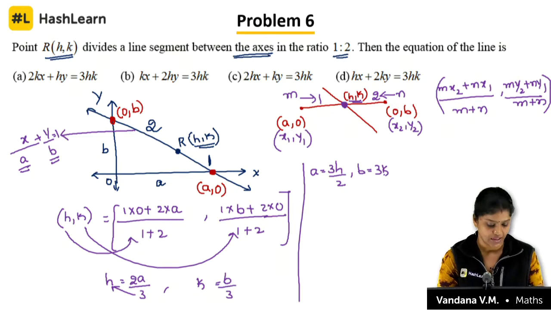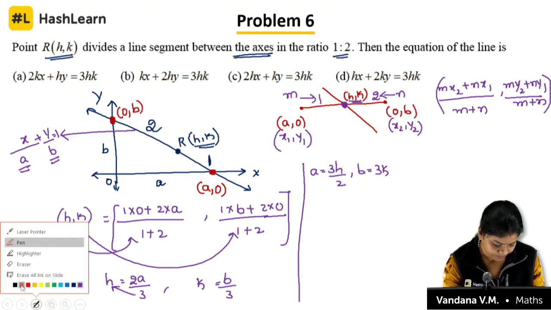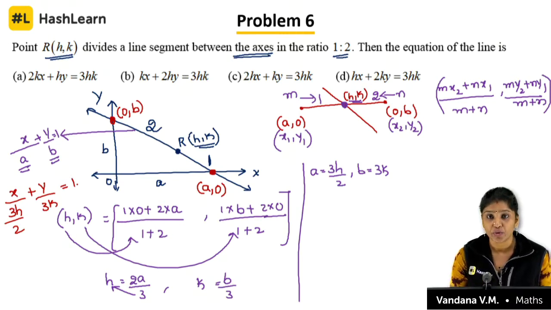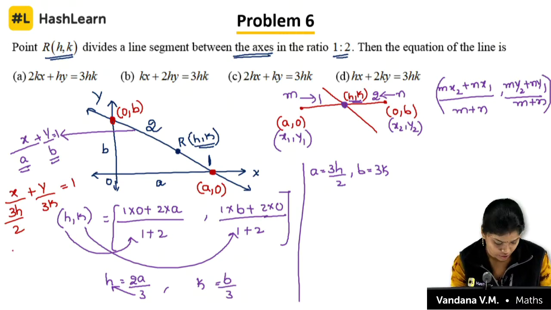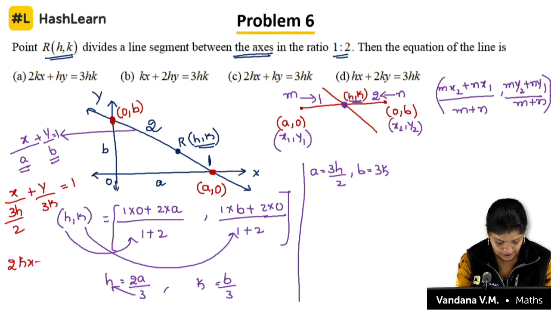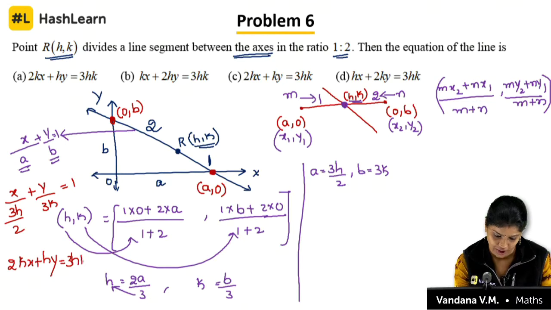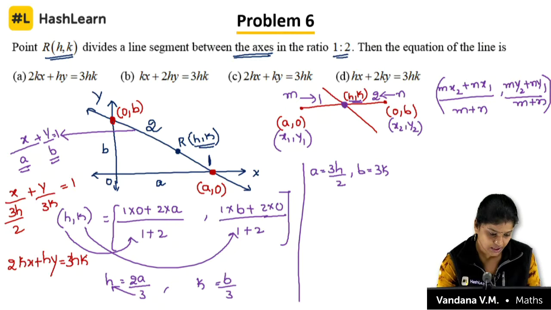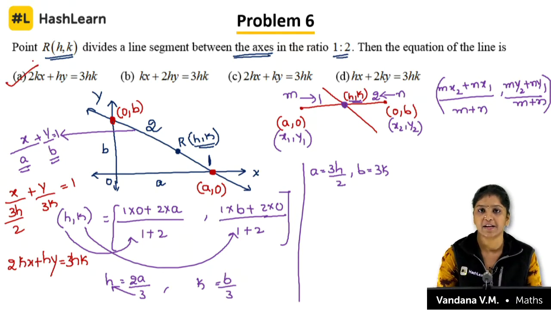Now you just substitute in the given equation. x by 3h by 2 plus y by 3k is equal to 1. If you simplify this, you will get 2kx plus hy is equal to 3hk. So which option is correct? 2kx plus hy, so option A is correct. Understood? Any doubts? Yes. Next one.